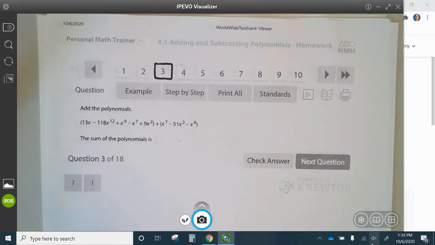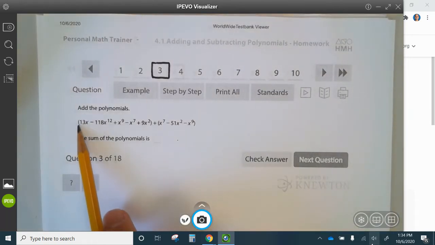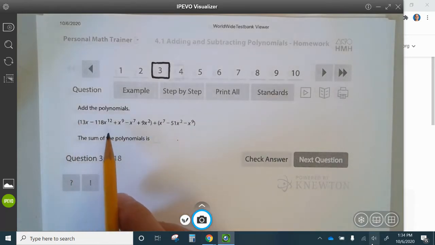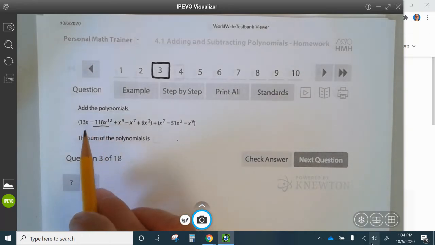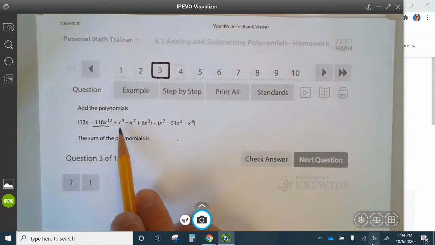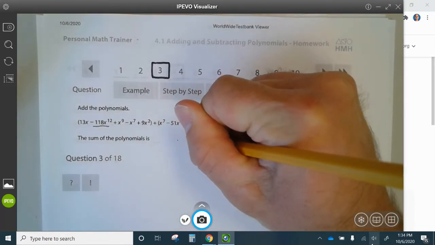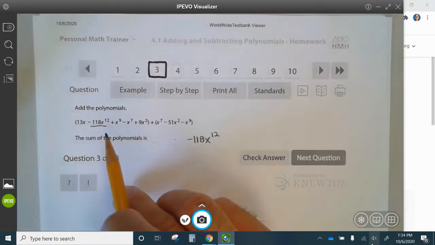All right, question number 3. Add the polynomials. So again, we can ignore the parentheses and we can just start combining terms. Now let's find the highest exponent. It looks like there's a 12 there. So that's the highest. So we have negative 118x to the 12. There's nothing to combine with it, so it's negative 118x to the 12. Okay, so we're done with this.